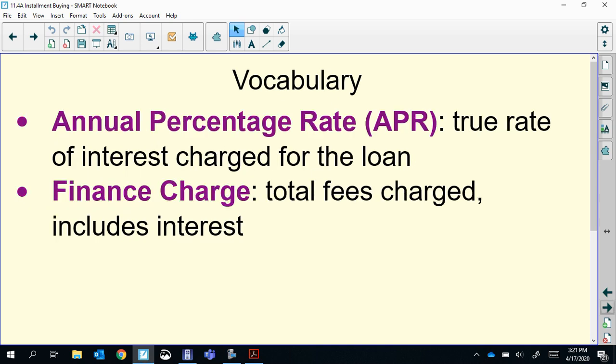APR, the annual percentage rate, is the true rate of interest charged for the loan, and then finance charges are all the fees that are charged, interest and any other charges that there might be. For example, some credit cards have annual fees or late fees and things like that. So those would all be parts of the finance charge. Missed payment fees, those are all sorts of things that you would see.